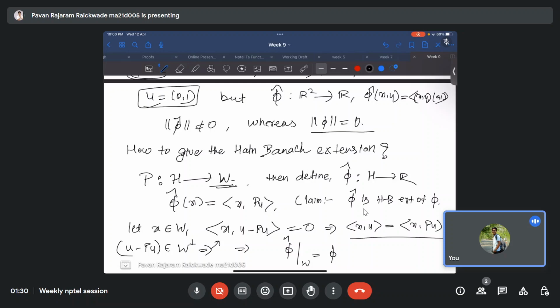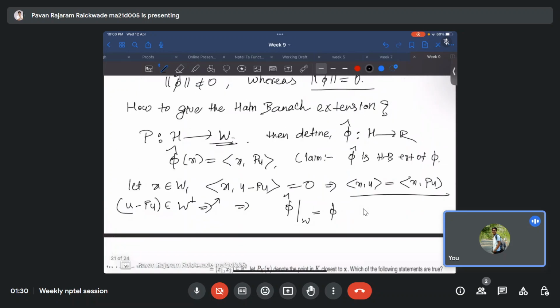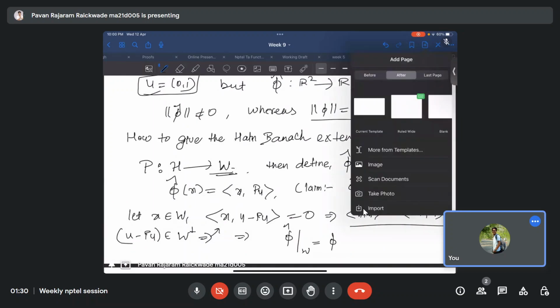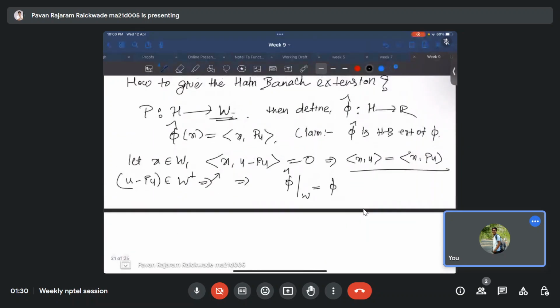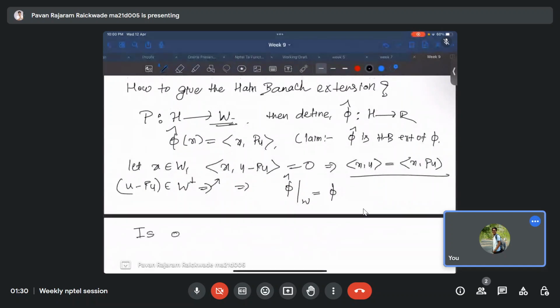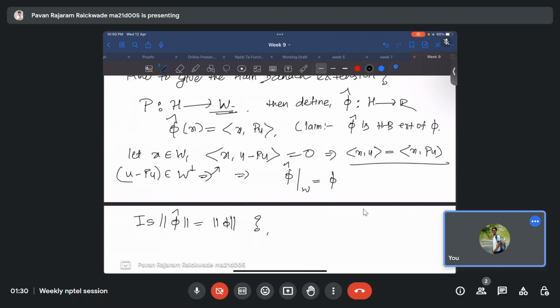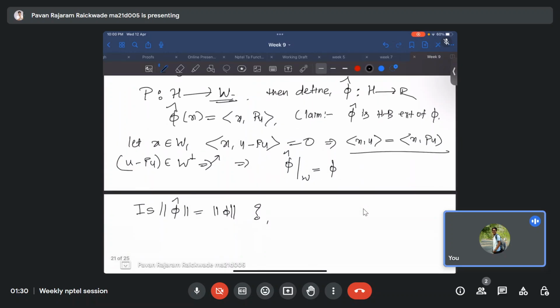This is an extension, okay, but is it really norm preserving? That's the question right now. Is the norm of phi tilde the same as the norm of phi? Okay, let's see. So what is the norm of phi?